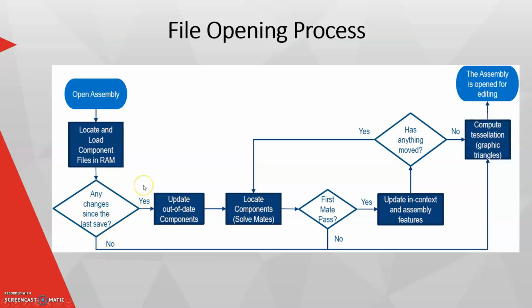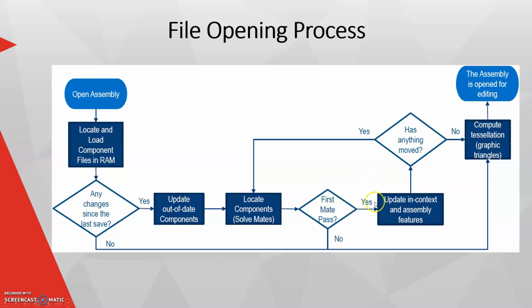If you make changes to any of the components in the assembly, it will then say, okay, are there any changes? Yes. Okay, what do I do? I update the out-of-date components. So I rebuild them, make the changes, check their space in the XYZ direction, and look, do I need to update the mates? No. Go back to tessellation, you can work the model.